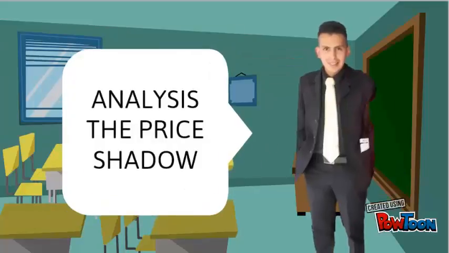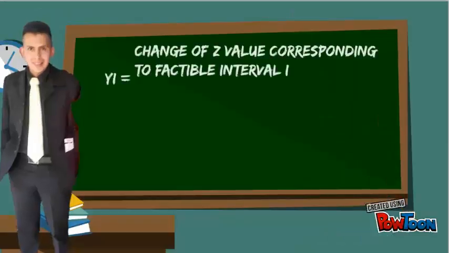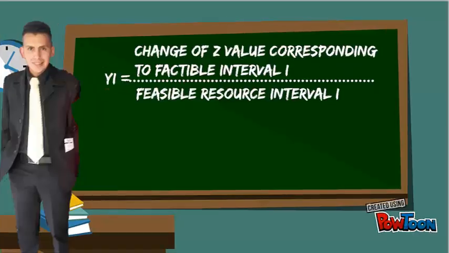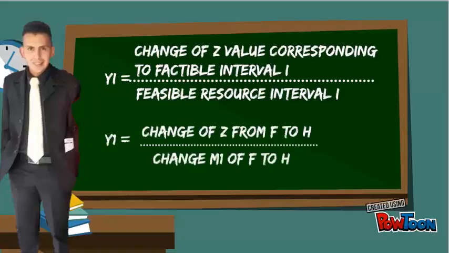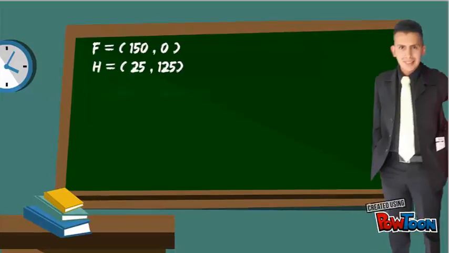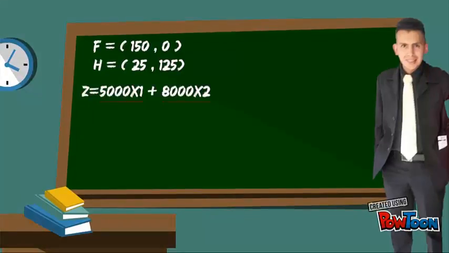Analysis of the price chart. Yi equals the change of C value corresponding to the feasible resource interval I. Derived, Y1 equals the change of C from F to H divided by the change in M1 from F to H. Substitute in the objective function of the problem. C equals 5,000 X1 plus 8,000 X2.